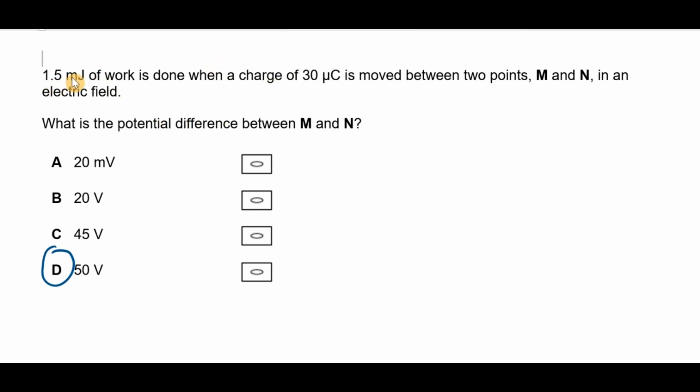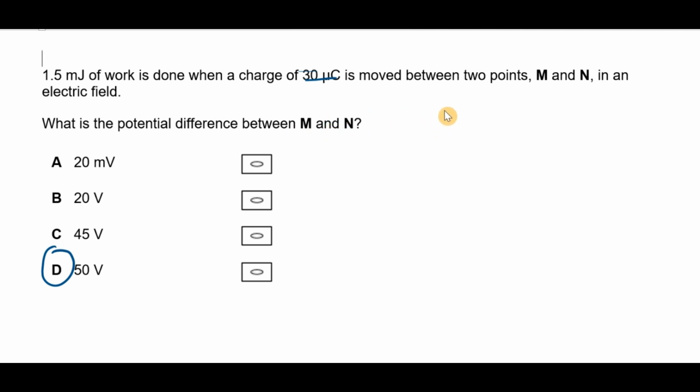Okay, so we've got 1.5 millijoules of work done on a charge of 30 microcoulombs as it's moved between 2 points M and N in an electric field. What is the potential difference between M and N?